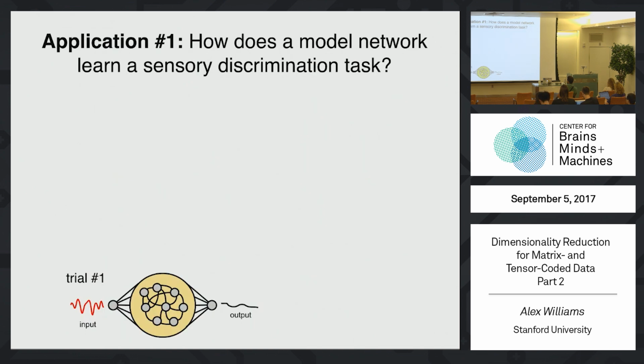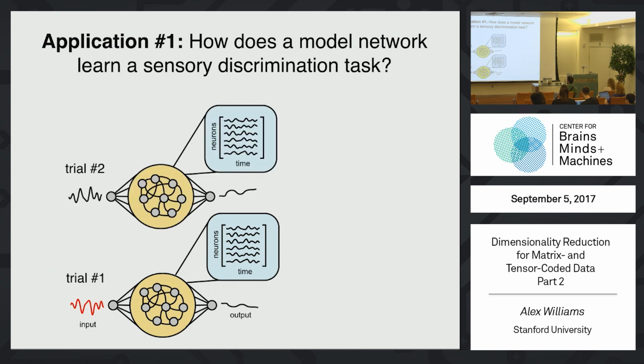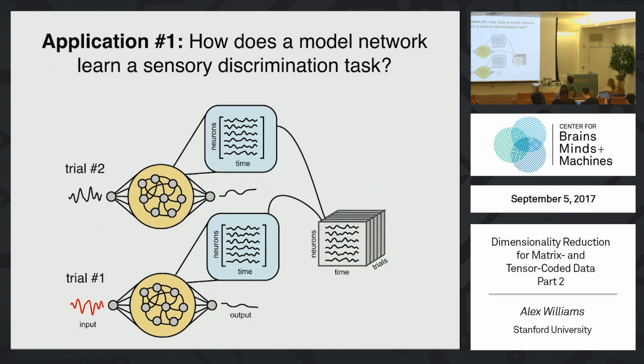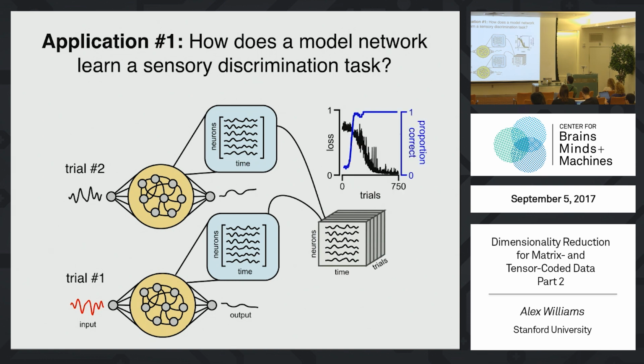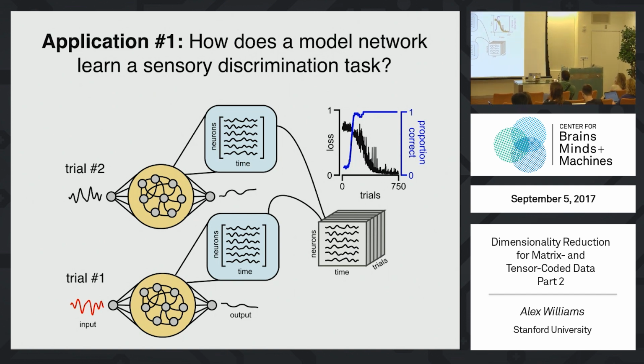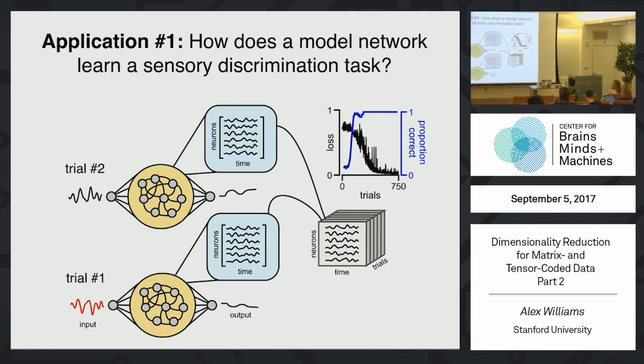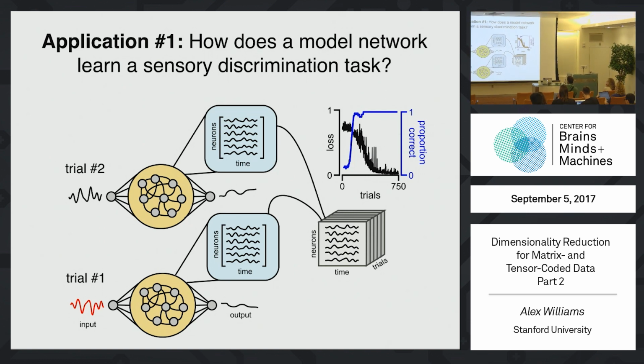On each trial, we give the network an input and it gives us some output, but we look at the activity of all of these recurrent model neurons. We repeat this across trials, collect all of these data matrices and put them into a tensor. We train the task using backpropagation through time and gradient descent, using the PyTorch deep learning framework, though there are many ways you could imagine training the network. After about 750 trials, the network is performing at basically 100% accuracy.